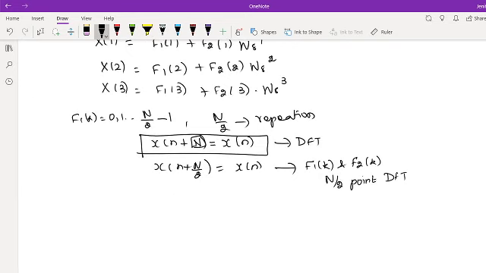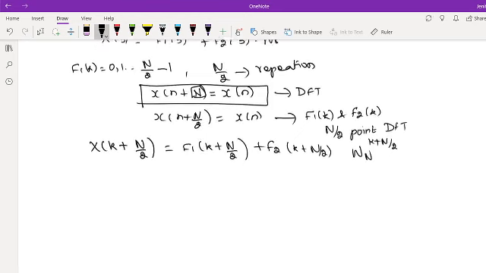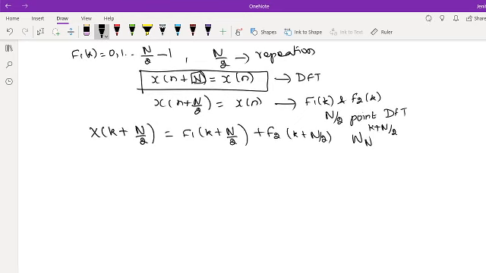So that is x of k plus n by 2, which is equal to f1 of k plus n by 2 plus f2 of k plus n by 2 into w n power k plus n by 2. In that case, f1 of k plus n by 2 is f1 of k, because it is only an n by 2 point DFT, so it is a periodicity property. So now I can replace this as f1 of k and this as f2 of k. And this side it is an 8 point DFT.